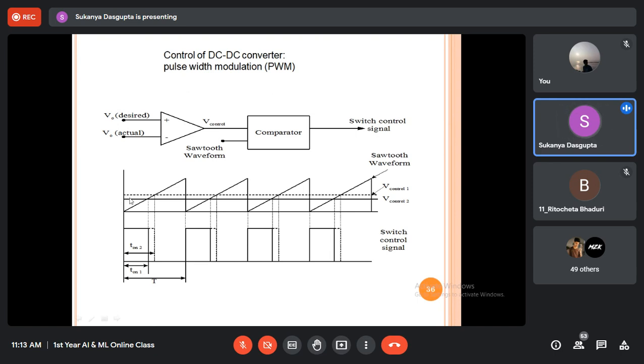So just follow this, either this dotted line, V control 1, or this solid straight line, V control 2, right? Which will be further compared by a sawtooth waveform, this waveform, at the second input terminal of this second comparator. So this is the sawtooth signal, which is also called the carrier signal, right? We'll consider a very, very high switching frequency.